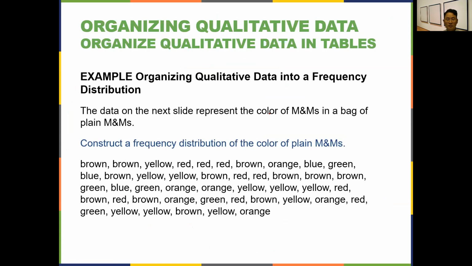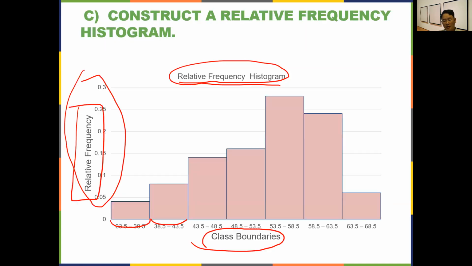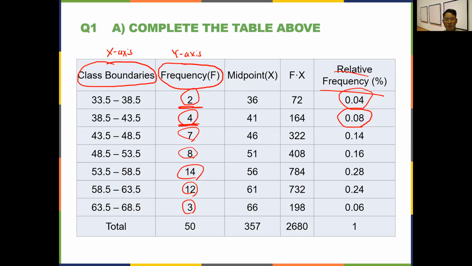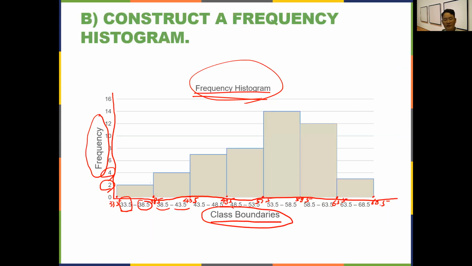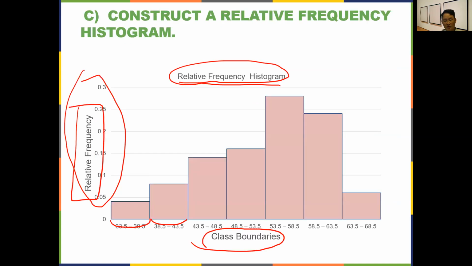Now, what we are trying to do is organize actual data into a table, called the frequency table. And from this table, we're trying to build a graph called a histogram. It either looks like this or looks like this, right? Depends on whether you are aiming for the frequency histogram or the relative frequency histogram.